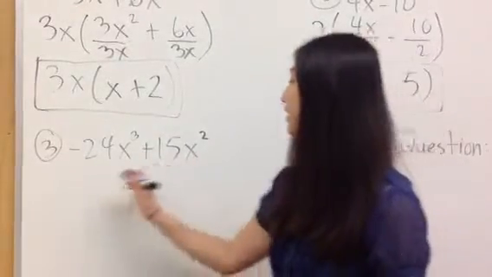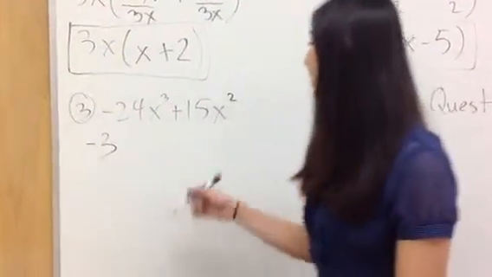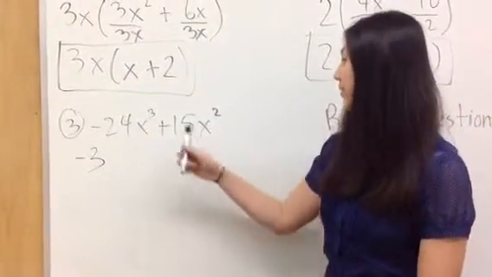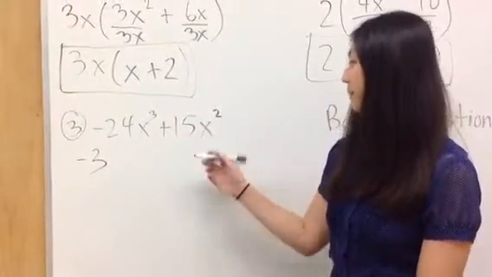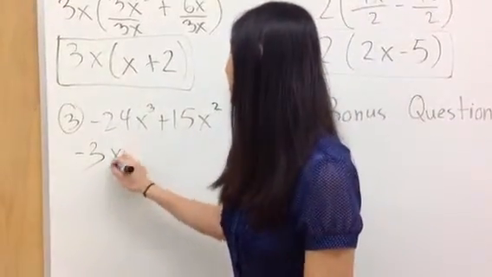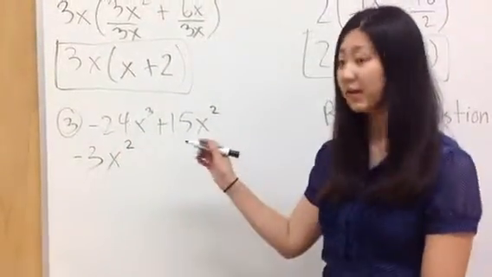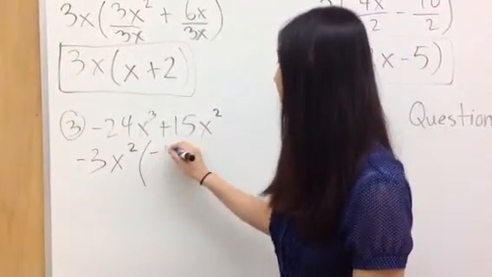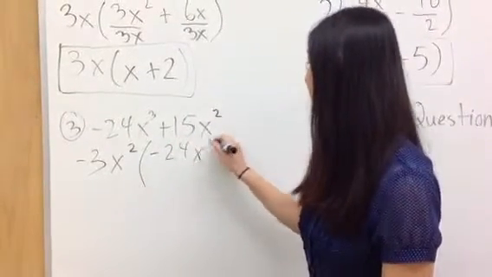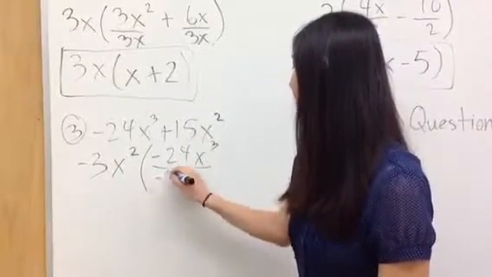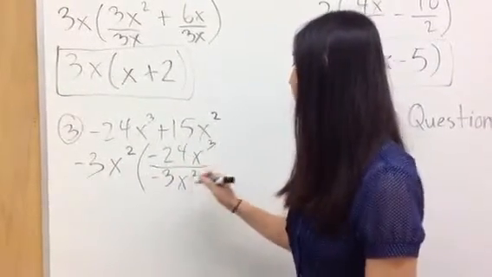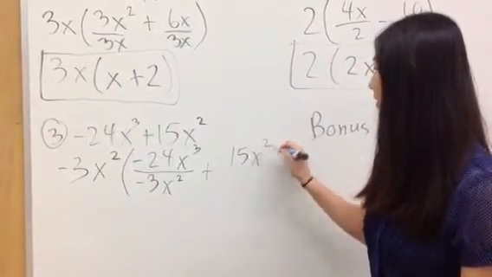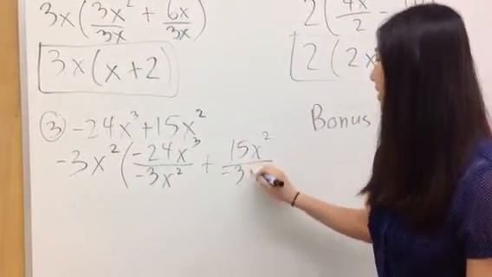So we're going to take out a negative 3. And like I said, the smallest exponent is what we're taking out, which is 2 here. So it's going to be negative 3x squared that we're taking out. Same type of thing that we did before: negative 24x to the third all over negative 3x squared, plus 15x squared all over negative 3x squared.